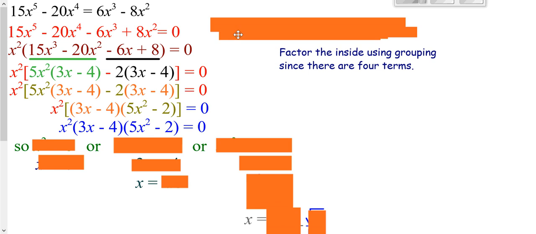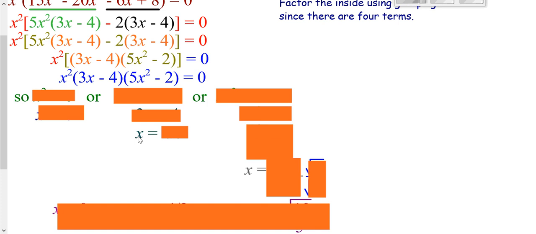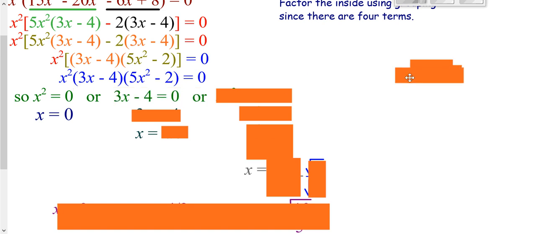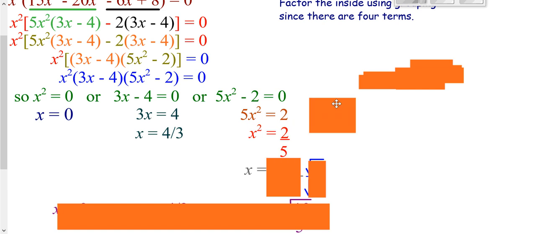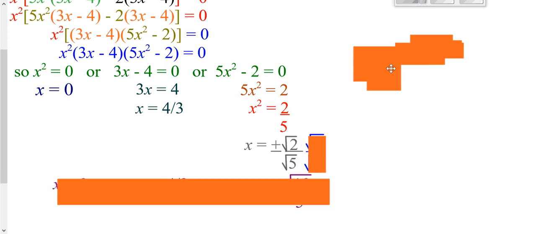So if you have 3 things multiplied together to give you 0, the only way that can happen is if one of them is 0. So you set the first one equal to 0, which was pretty easy to finish solving. Set the second one equal to 0. Then you could go ahead and add 4, divide by 3, and then you could set the last one equal to 0. So then you'd want to add 2, divide by 5. Then to finish getting x by itself, you'd have to do the square root of a fraction, and remember plus or minus. We didn't have to worry about that over here because plus or minus 0 is still just 0.